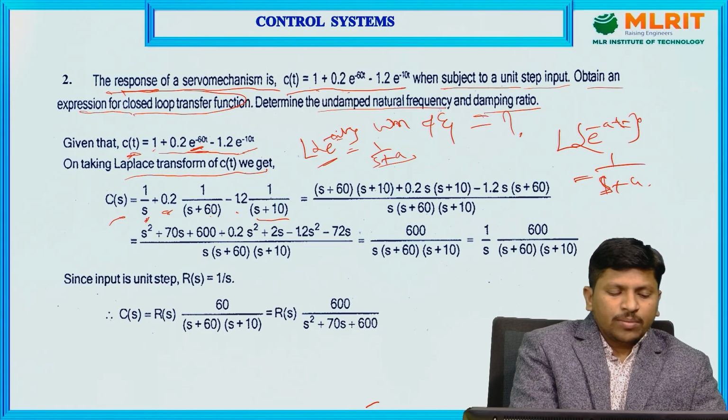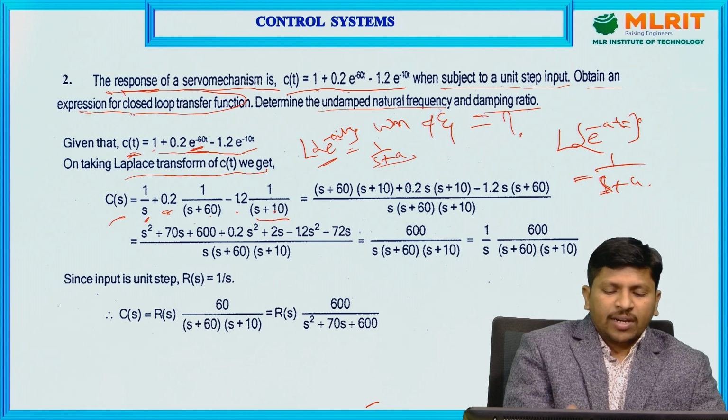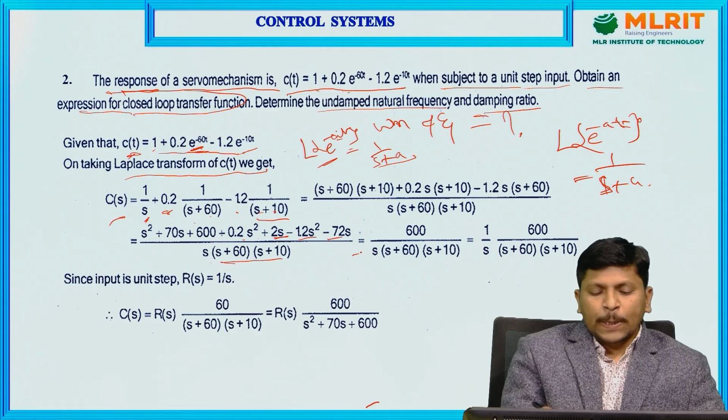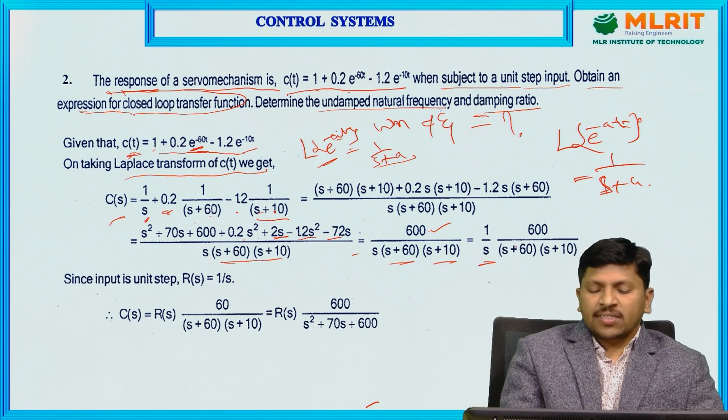Here one term s is there, these two are just in the numerator, plus 0.2 into these two multiplied here, minus 1.2 multiplied with these two, right? Okay, by solving, s square plus 70s plus 600 plus 0.2 s square plus 2s minus 1.2 s square minus 72s, divided by s into (s plus 60) (s plus 10), that is equal to 600 divided by s into (s plus 60) (s plus 10), that is equal to 1 by s into 600 divided by (s plus 60) (s plus 10).